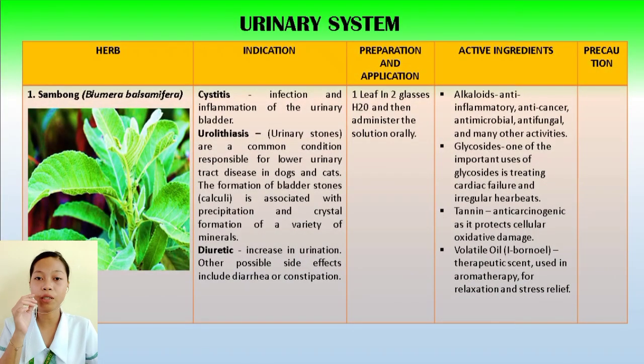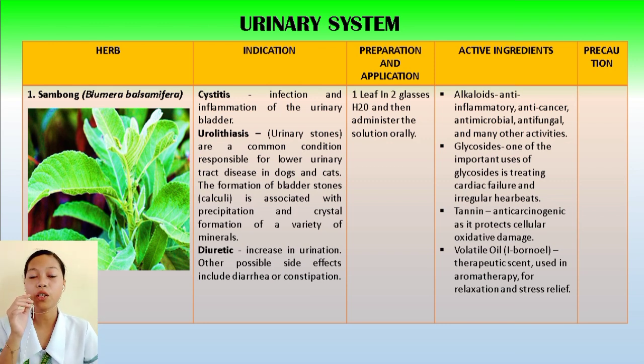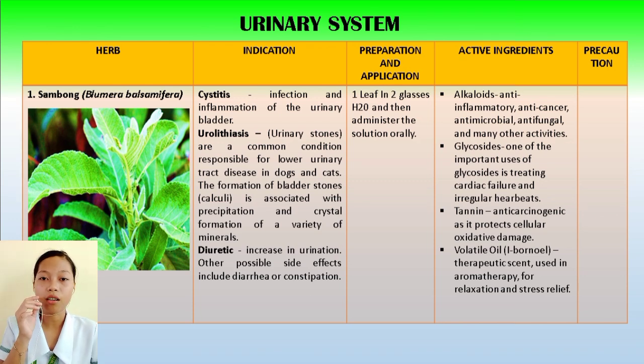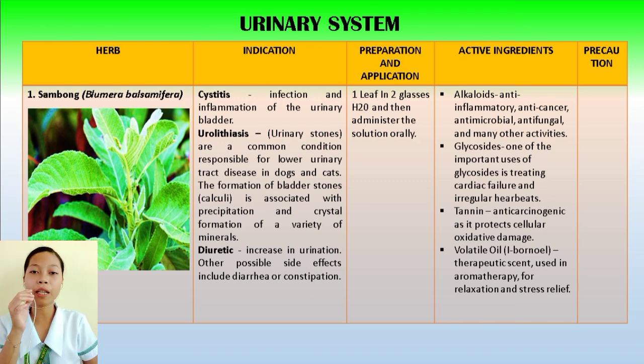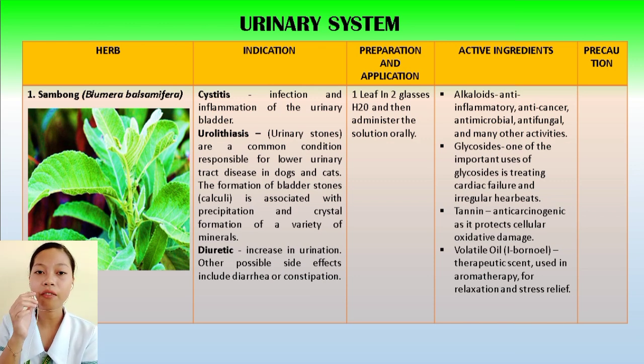Now let's have the herbs used to treat urinary diseases. The first one, we have sambong or Blumea balsamifera. Indication: cystitis, infection and inflammation of the urinary bladder, and urolithiasis or urinary stones are a common condition responsible for lower urinary tract disease, commonly in dogs and cats. The formation of bladder stones or calculi is associated with precipitation and crystal formation of a variety of minerals. Several factors are responsible for the formation of urinary stones.